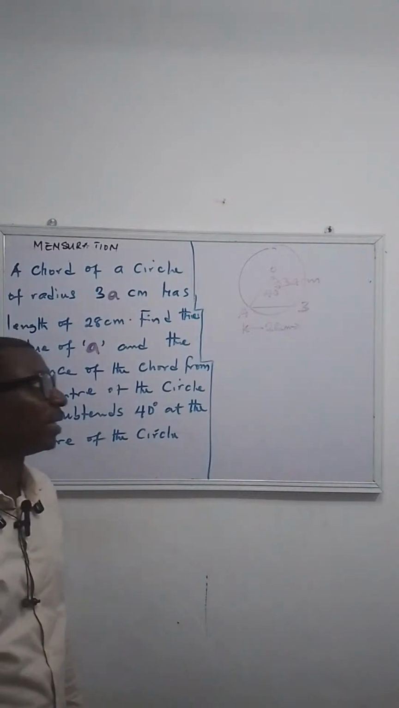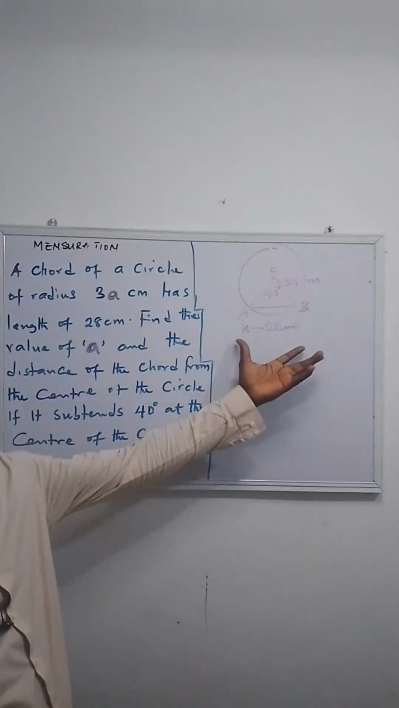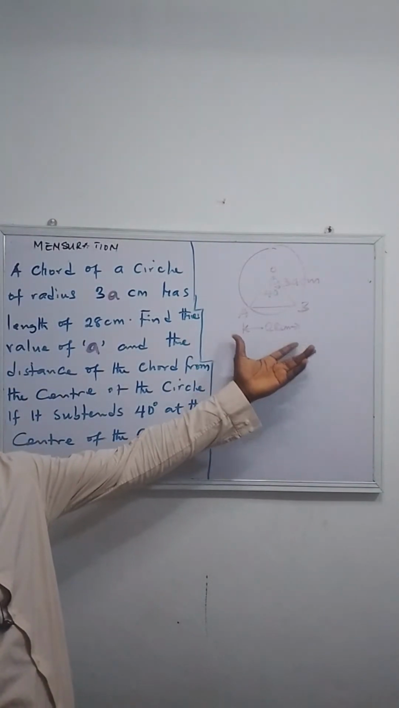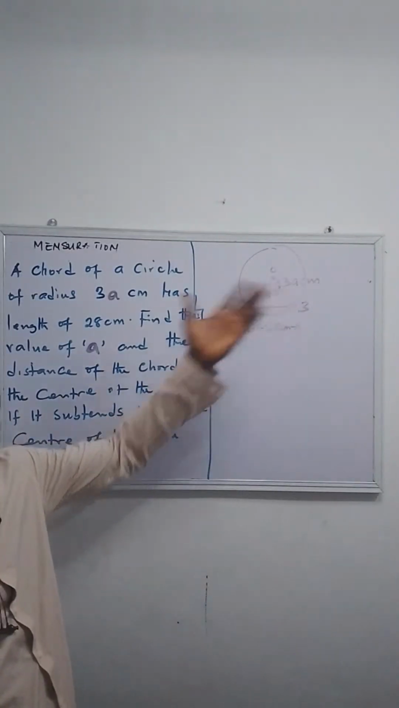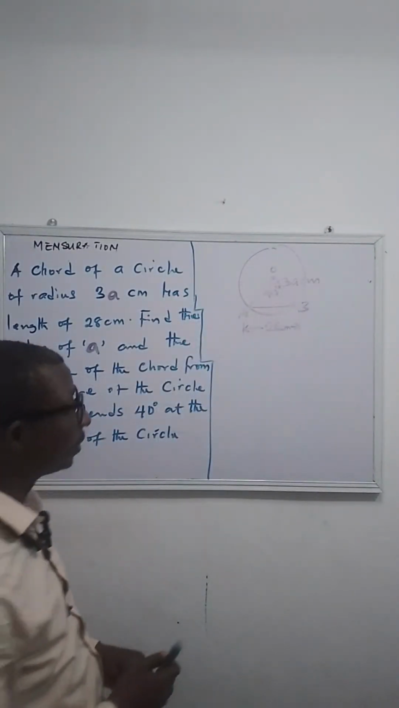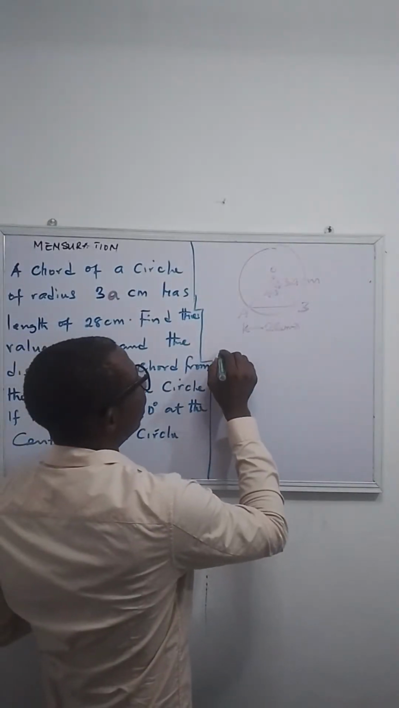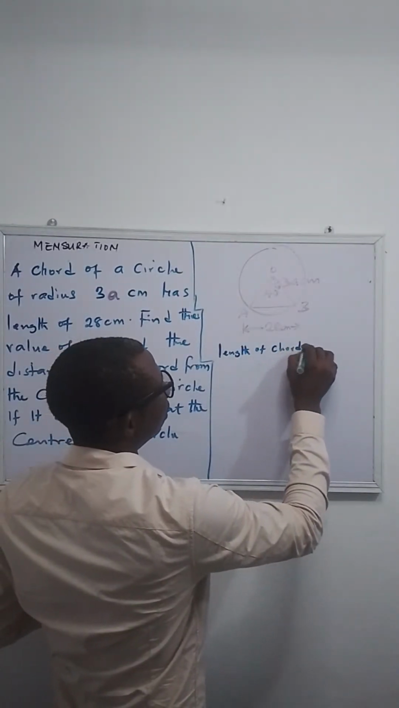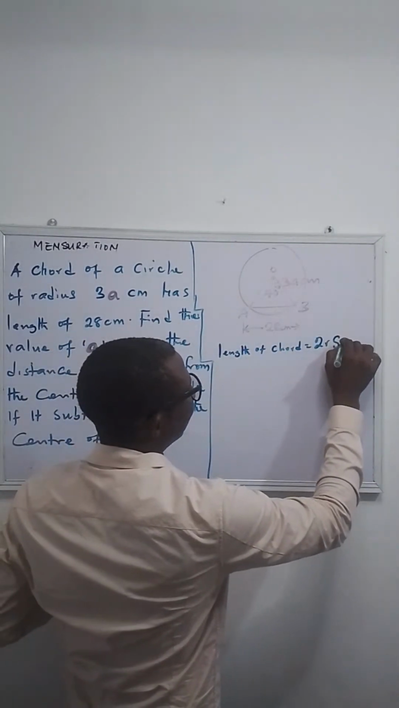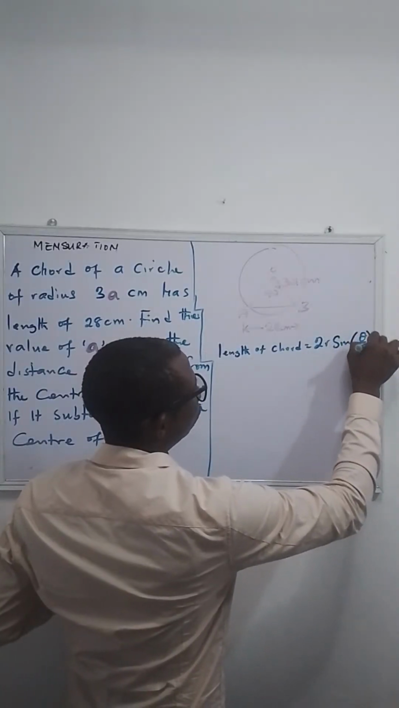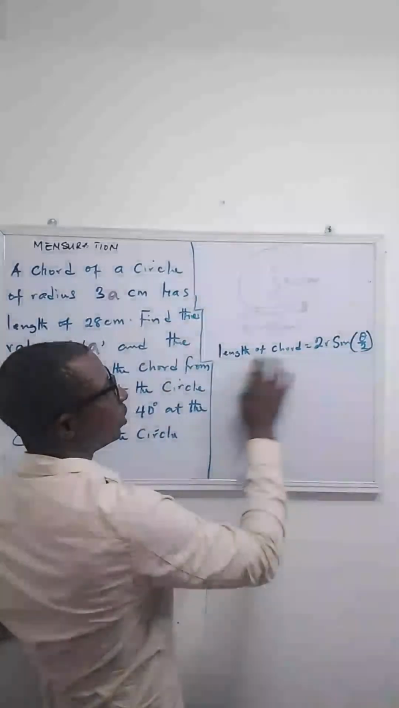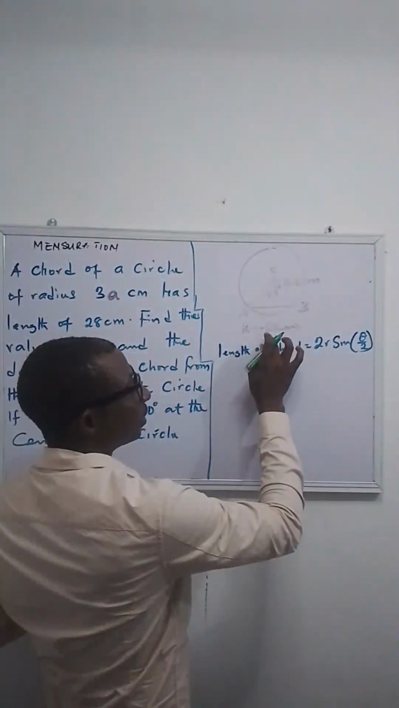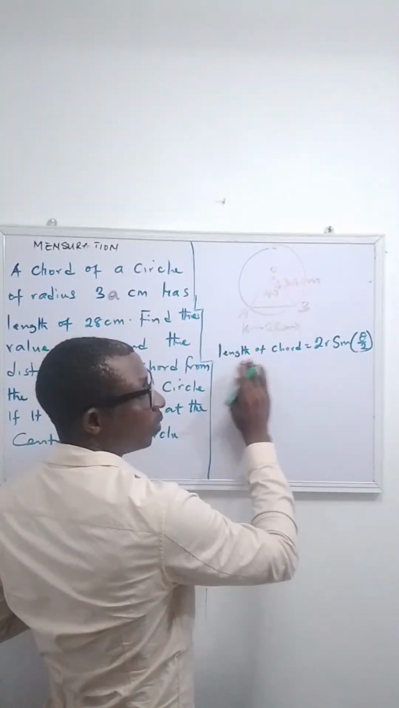So how do we get A? Now I've been given the length of the chord, so I can get A. Now see, what's the formula for finding length of chord? We have length of chord equals 2r sine theta over 2. Okay, the length of chord is what? That's 28. That has been given in the question. So let's just plug in that.